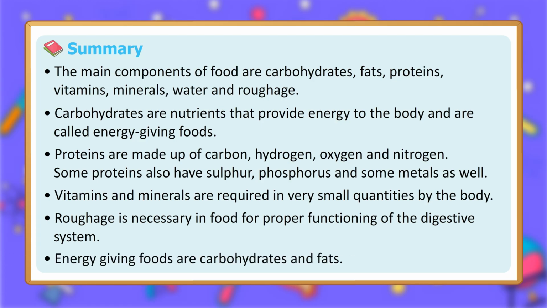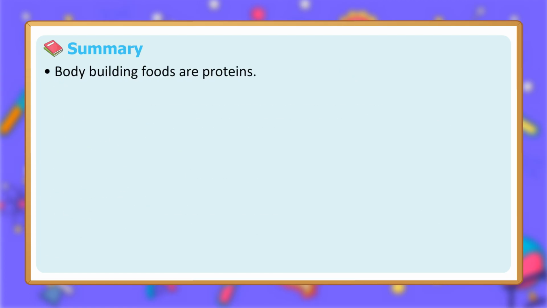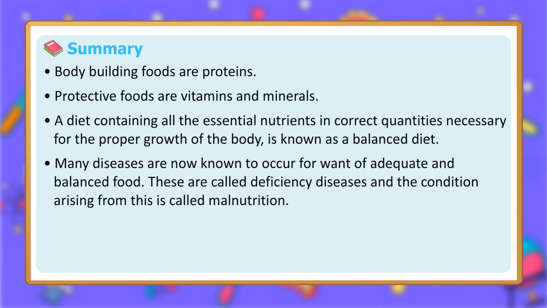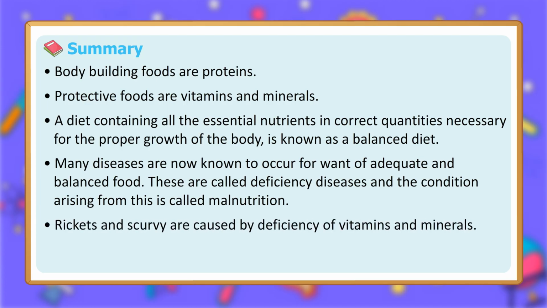Energy-giving foods are carbohydrates and fats. Bodybuilding foods are proteins. Protective foods are vitamins and minerals. A diet containing all the essential nutrients in correct quantities necessary for the proper growth of the body is known as a balanced diet. Many diseases are now known to occur for want of adequate and balanced food. These are called deficiency diseases and the condition arising from this is called malnutrition. Rickets and scurvy are caused by deficiency of vitamins and minerals.